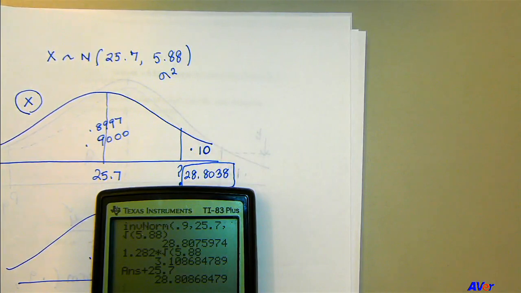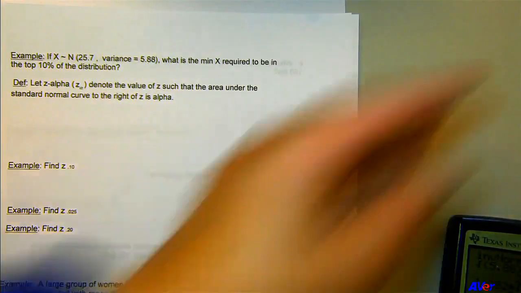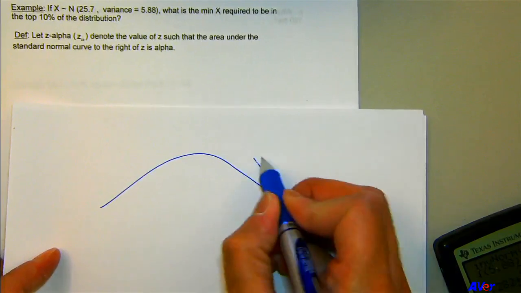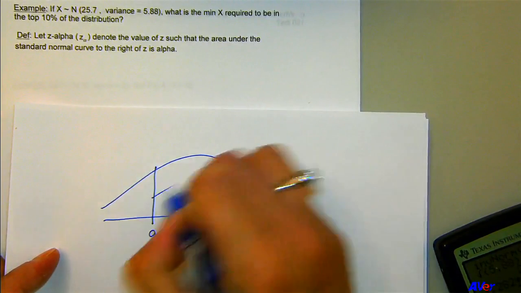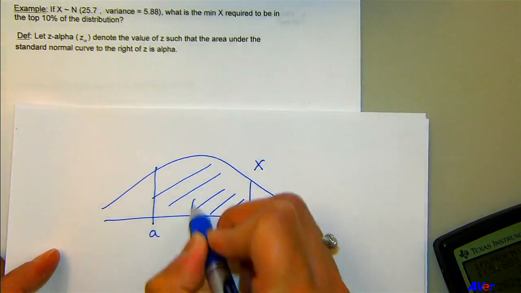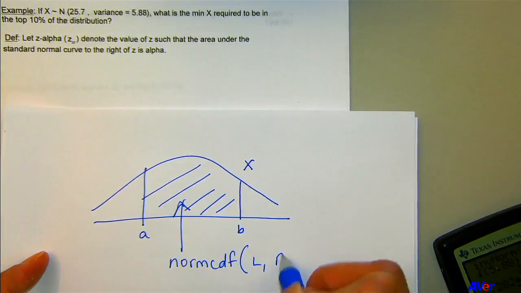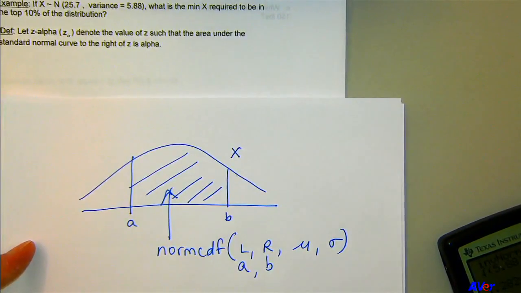So what's the difference between norm CDF and inverse norm? Norm CDF gives you area when you input the Z or the X. Let's write this. When you have X going from A to B and you're looking for the area, that's when you do norm CDF. Left, right, mu, sigma. So your left would be A and your right would be B, and your mu and sigma would be given.